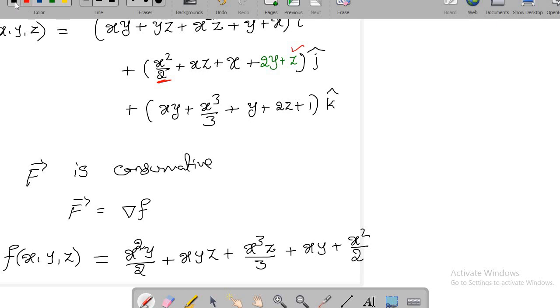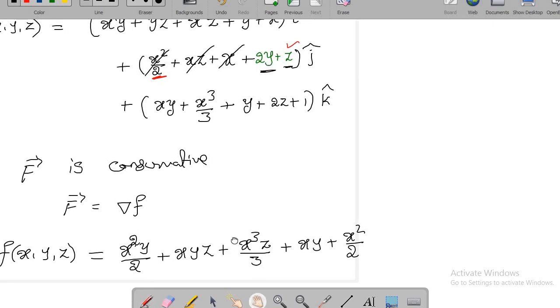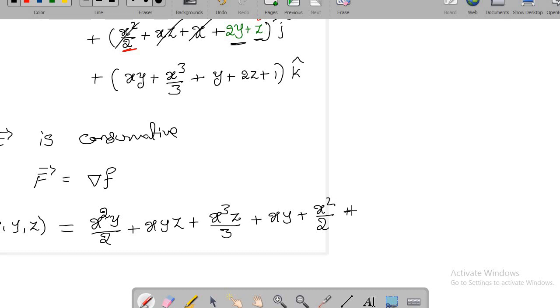Now you do one thing. You look at the terms which are free from x here. So this is not free from x, this is not free from x, this is not free from x. Yeah, these two terms are free from x. So now let me write its derivative with respect to y. So when I write it plus, this gives me y square plus yz.